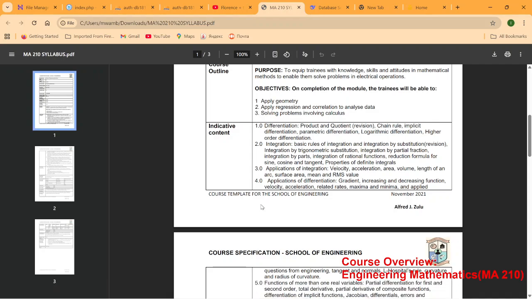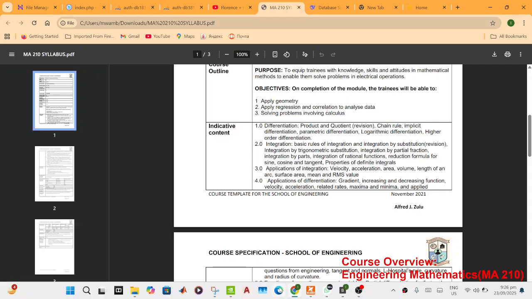With me here is the course syllabus, which just states a few things that you already know. The fact that MA 210 does not have assignments and it does not have labs. The CA is out of 40, the exam is out of 60. You already know these things. We also have the content, which is differentiation, integration, application of integration, and application of differentiation.